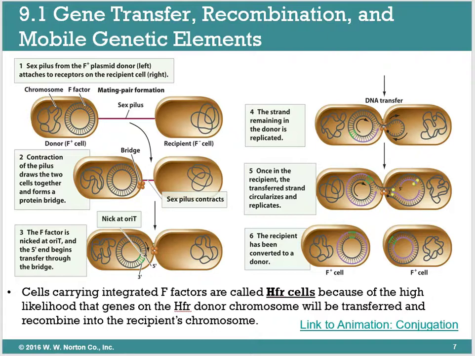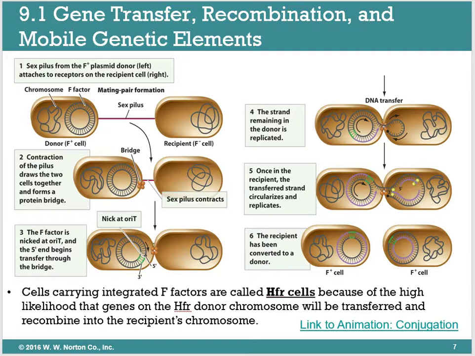That's pretty much all I wanted to talk about. So know this mechanism of conjugation. Definitely know it. And if you want, you can always go back on your own time and look at this animation of actual conjugation.